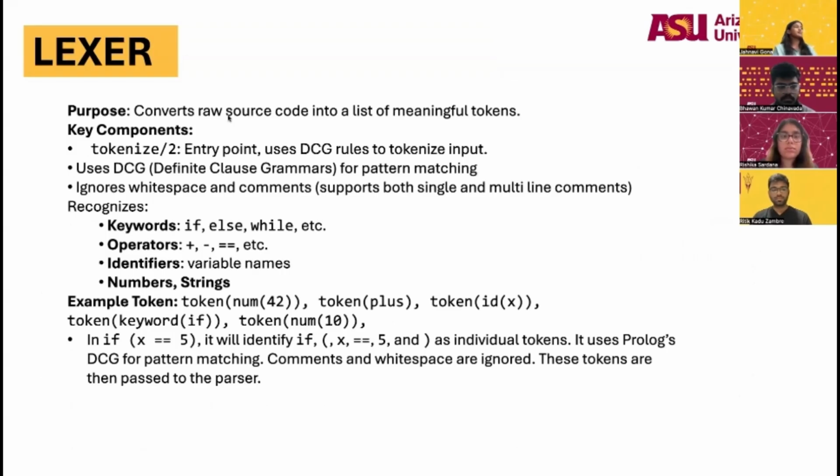Moving on to the lexer, like I was saying before, it converts source code into a list of meaningful tokens. Key features: we have implemented tokenize, which is the entry point. It uses DCG for pattern matching, and it ignores white space and comments, supporting both single and multi-line comments. It recognizes numbers, identifiers, keywords, strings, and operators. This is the example token which can take numbers, keywords, or operators. For example, if you see an expression like x is 5, it will identify each part, like if and open parentheses, as individual tokens, and ignores the comments and white spaces. These tokens are then passed to the parser.